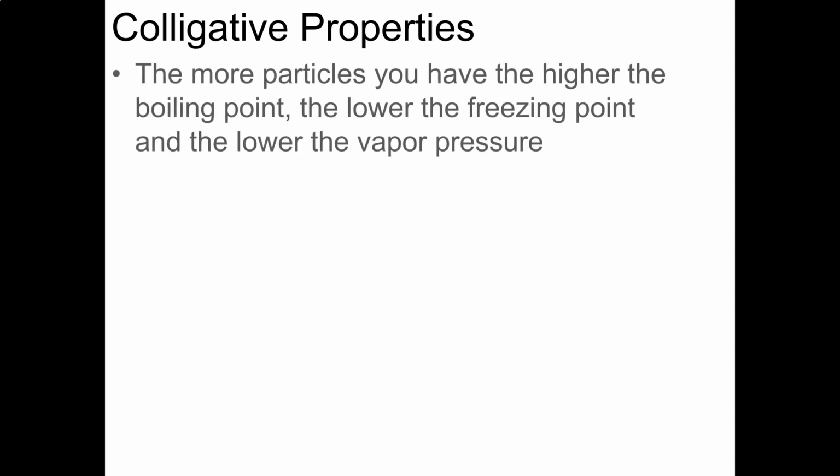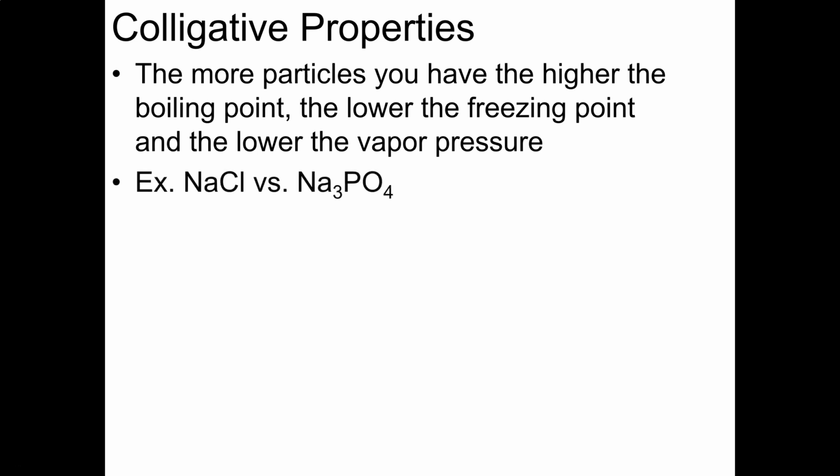All right, colligative properties. In a nutshell, all it is is that the more particles you have, the higher the boiling point and the lower the freezing point. Particles meaning things that dissociate or undergo dissociation. So NaCl versus Na3PO4. NaCl, as you know, is soluble. It produces one Na+ and one Cl minus ion in solution. So that's two particles. Na3PO4 is also soluble. It produces 3+1. So which one of these is going to have a higher boiling point, a lower freezing point, and a lower vapor pressure?